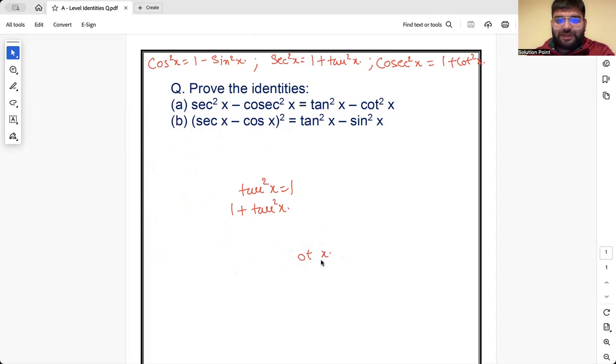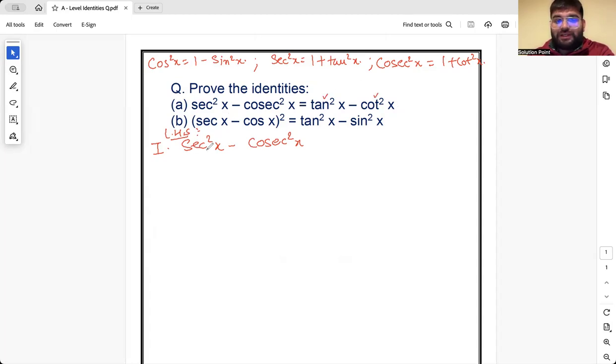The first part says secant squared x minus cosecant squared x, and we need to prove this equals tan squared x minus cot squared x. So let's solve the left hand side and make it equal to the right hand side. We need the answer in terms of tan squared x and cot squared x.